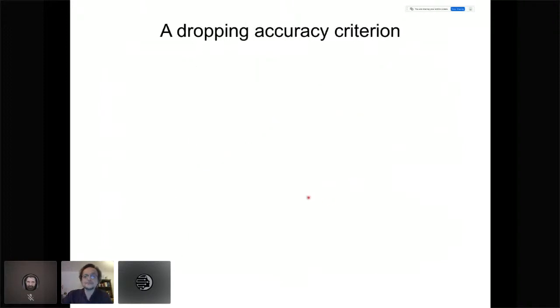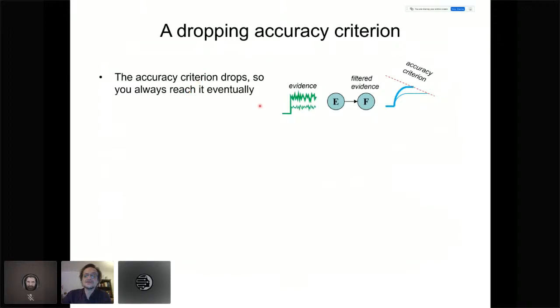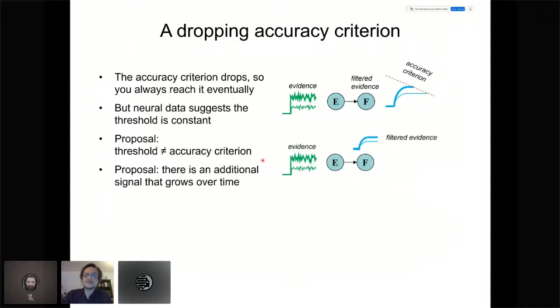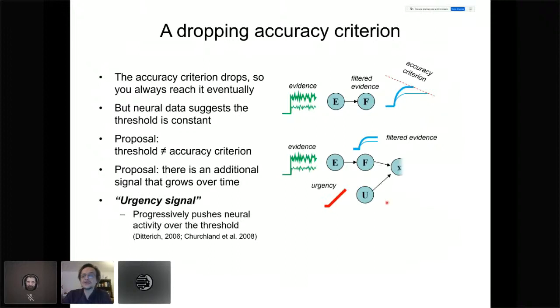The take-home message is that in most conditions, you're going to want an accuracy criterion that decreases over time, which means that if the accuracy criterion is decreasing, you will reach it at some point, because it's going to come down to wherever you've equilibrated, even if you've got a low-pass filter. Now, as you recall, neural data suggests the threshold is constant. Well, perhaps the threshold really isn't the accuracy criterion. We and many others have suggested that perhaps there's another signal, we can call it urgency, which just rises over time and gradually pushes the neural activity to that fixed threshold, effectively implementing a dropping accuracy criterion. You need less evidence as time goes on.